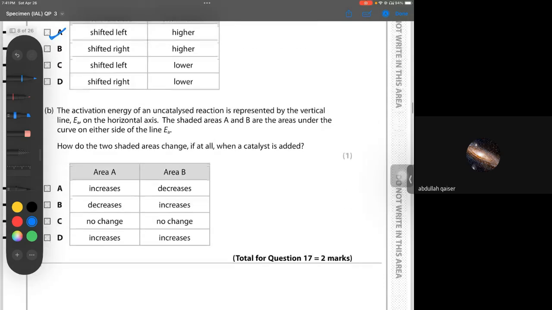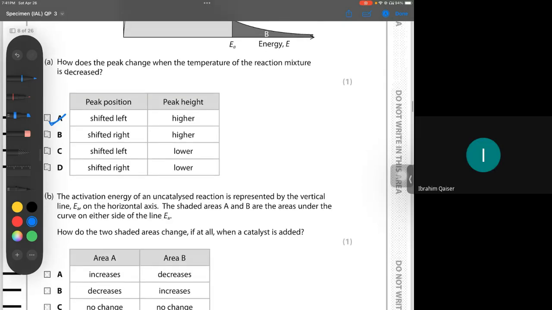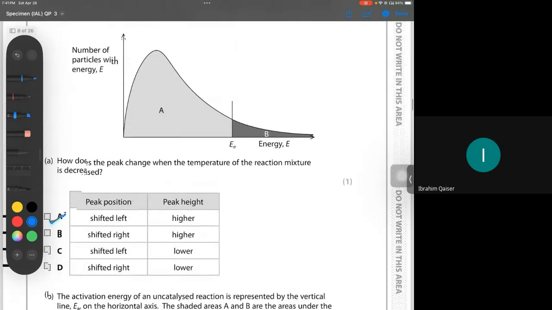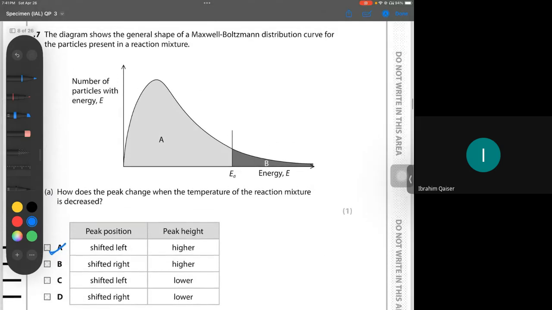The activation energy of an uncatalyzed reaction is represented by the vertical line. Is it that the activation energy increases, that's why it shifts to the left? Activation energy doesn't change after increasing or decreasing the temperature. Activation energy is only affected by the addition of a catalyst, if I'm not wrong. So what was the reason for the shift to the left?